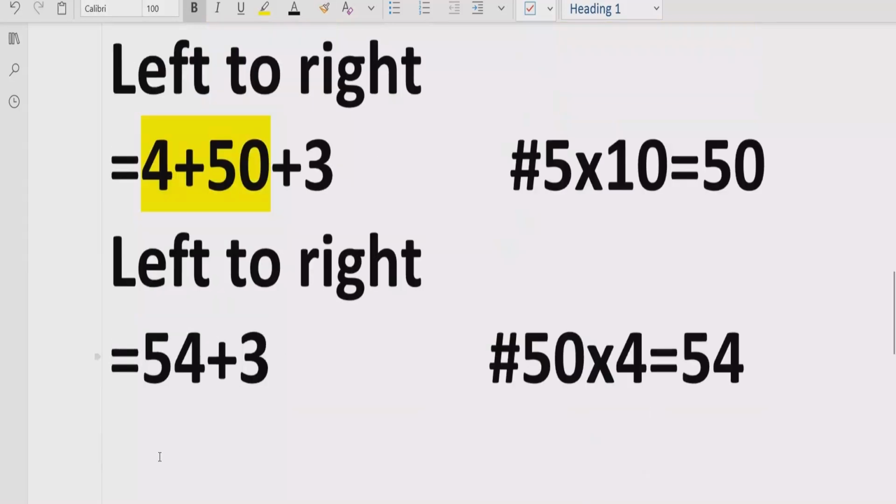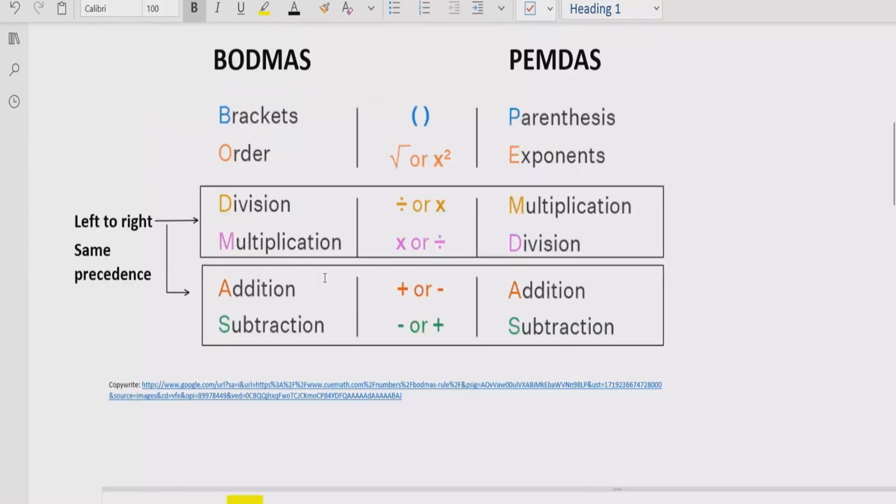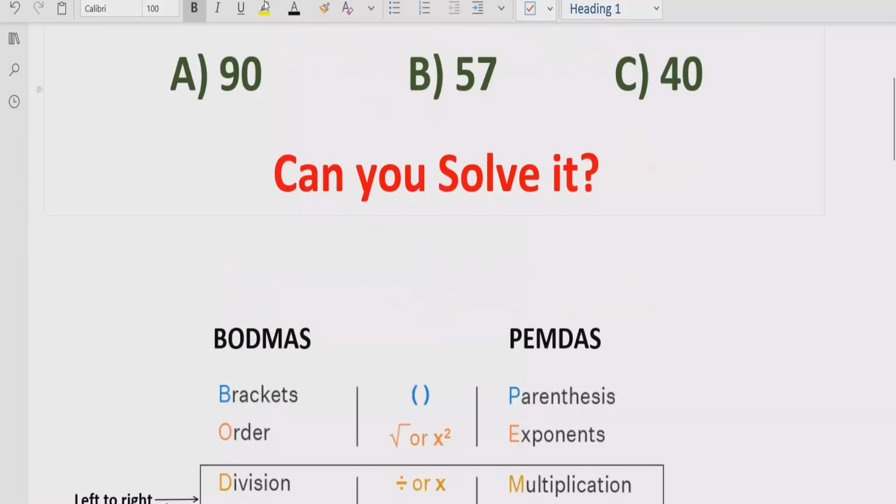Now we have two terms which are being added to each other, so 54 plus 3. The answer here is 57. So the answer of the given expression is 57. If you see the answer list, answer B is the correct answer.